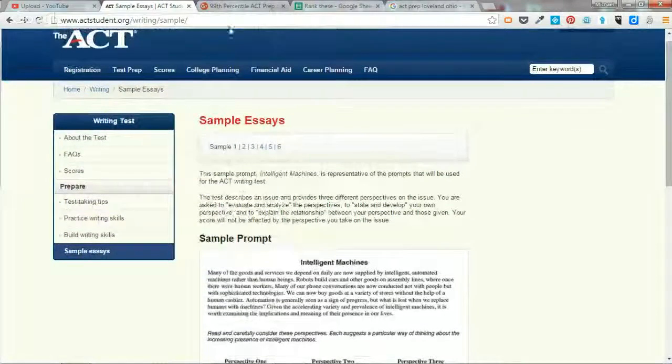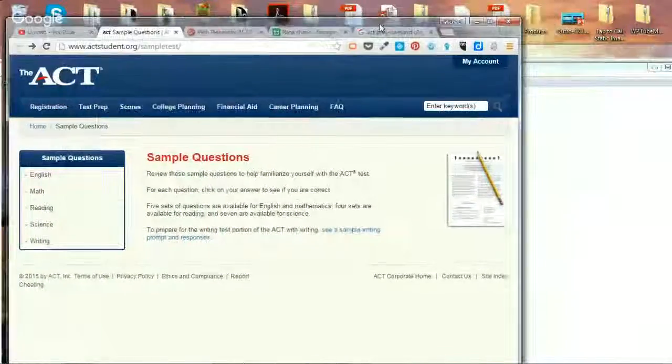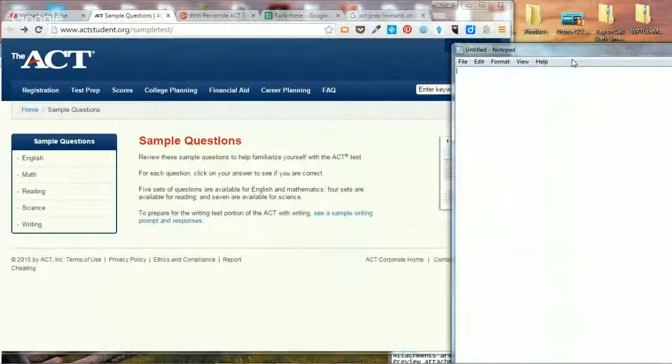Here I have a sample test at actstudent.org, and you can see that I'm on the essay portion right now. If I back up here, you'll see that the sample questions are in each area. The first one is English, and English tends to be the most complex area to do great in, but it's also where I've seen the most students get perfect scores.